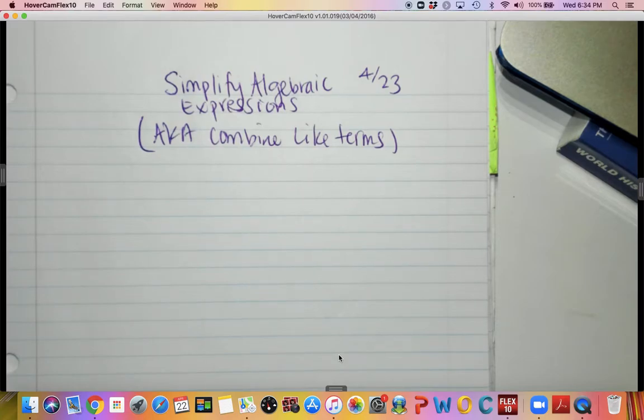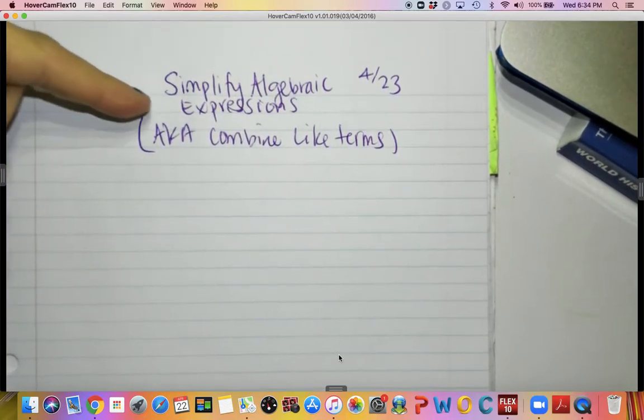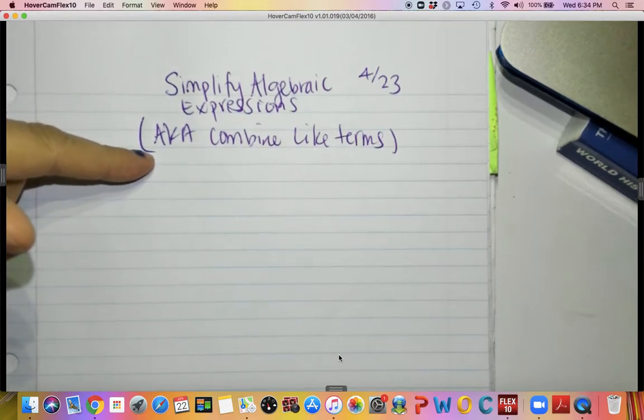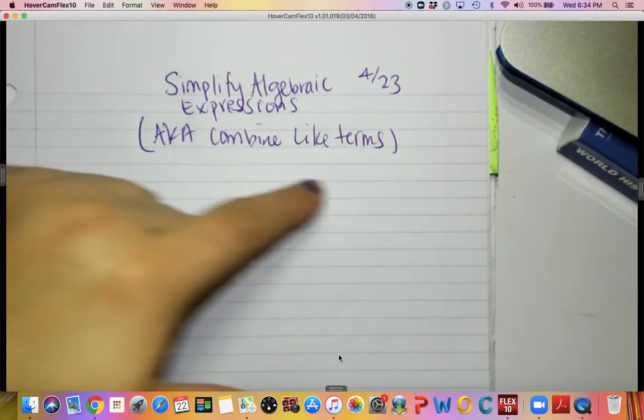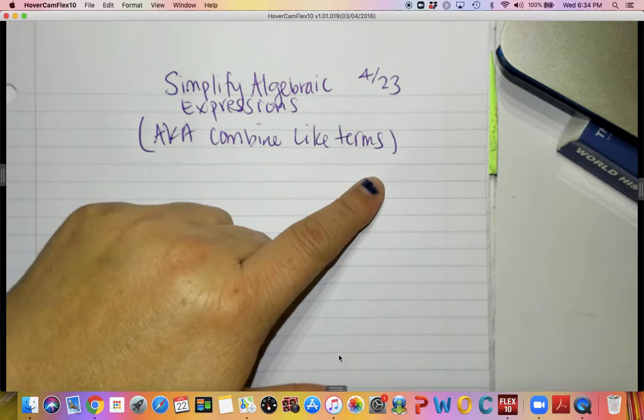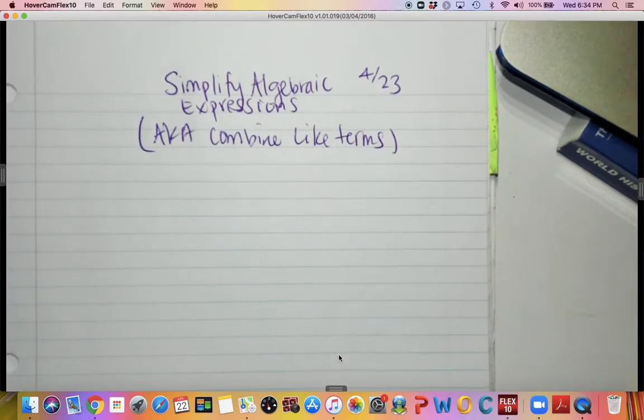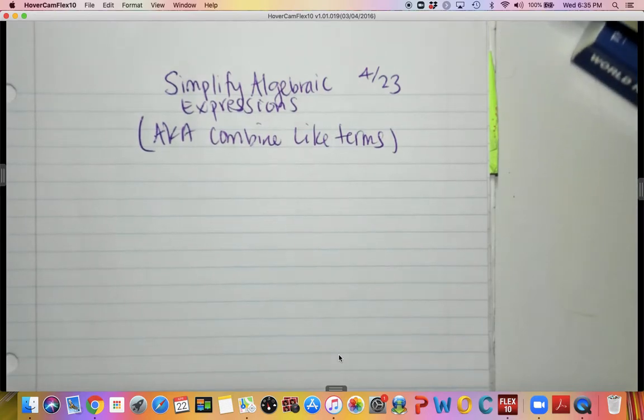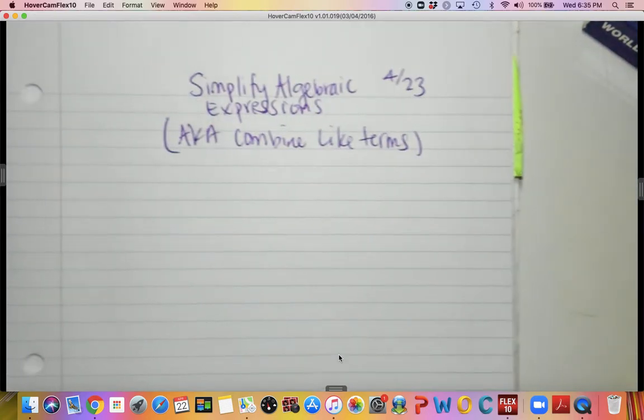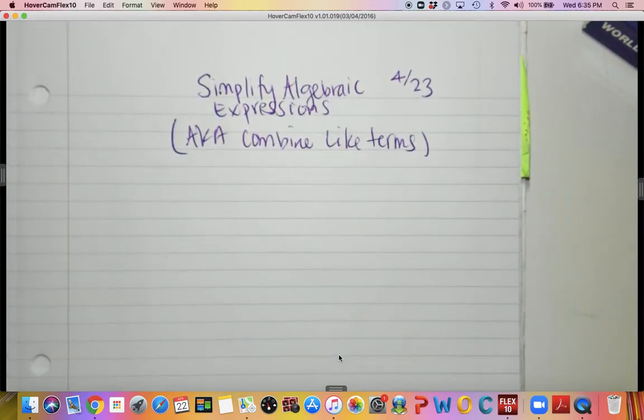Hello, hello, hello. So today we're going to talk about simplifying algebraic expressions, also known as combine like terms. It's not that difficult of a concept unless you do it wrong the first time I show you, and then it gets very tricky.